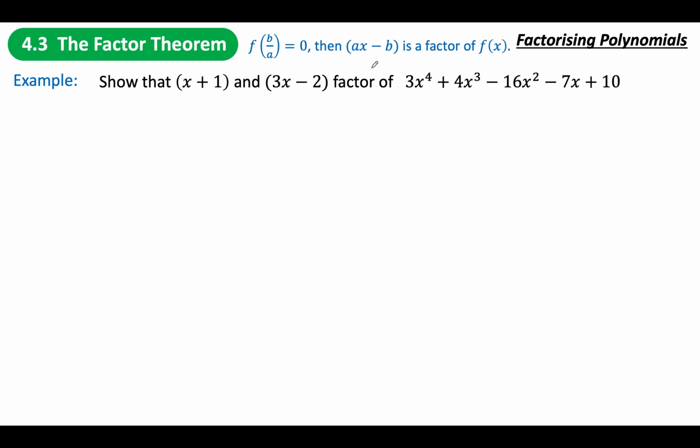Okay. Show that x plus 1 and 3x minus 2 are factors of this. Is there anything else to the question? Oh, hence solve it. Ooh, okay. That could be fun.